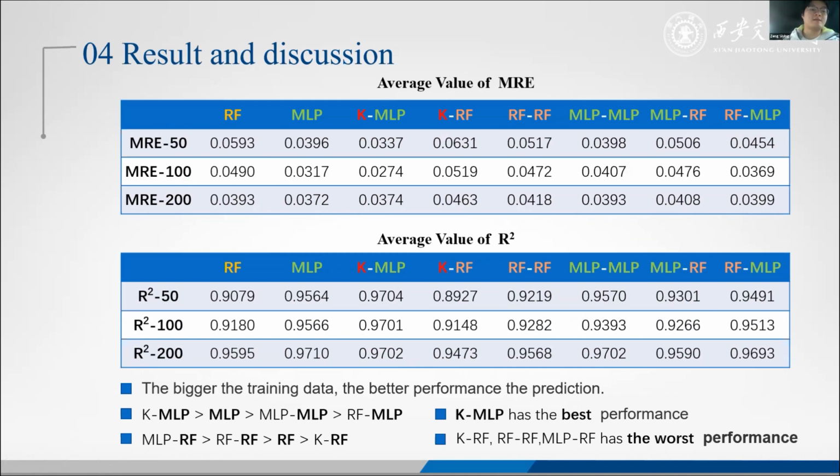The previous results are summarized in the following tables. The top table is the average value of mean relative error, and the bottom table is the value of R square. From these two tables, we can conclude that the bigger the training data, the better the prediction performance. And also, k-means combined with MLP is better than MLP only, better than random forest combined with MLP. MLP combined with random forest is better than random forest combined with random forest.